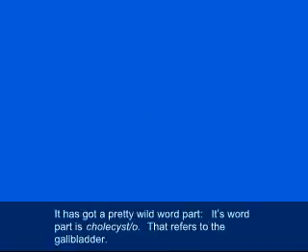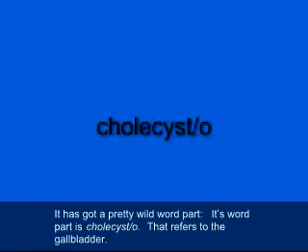And it has got a pretty wild word part. Its word part is cholecysto. That refers to the gallbladder. Cholecysto, CHOLECYST/O. Cholecysto refers to the gallbladder.